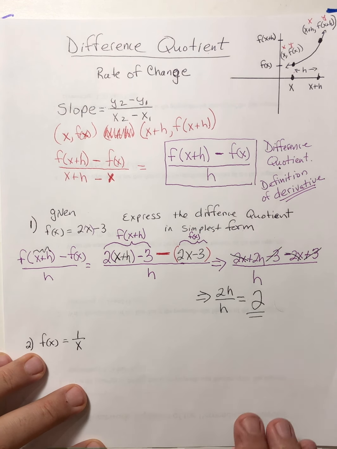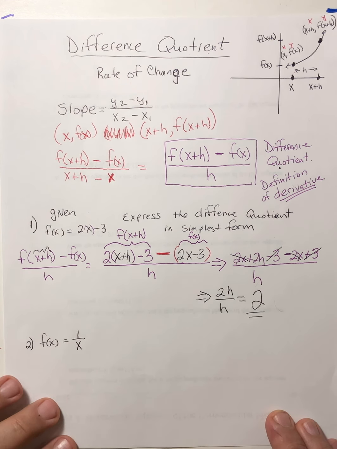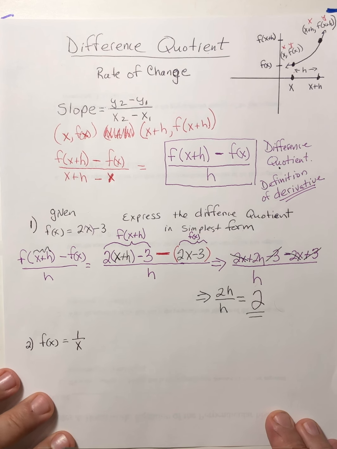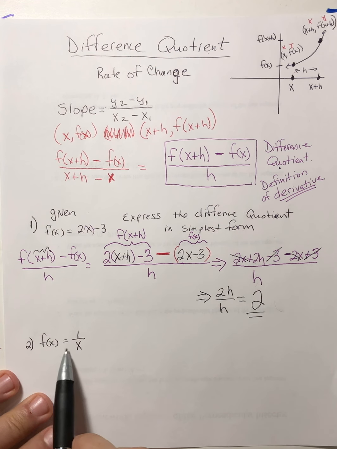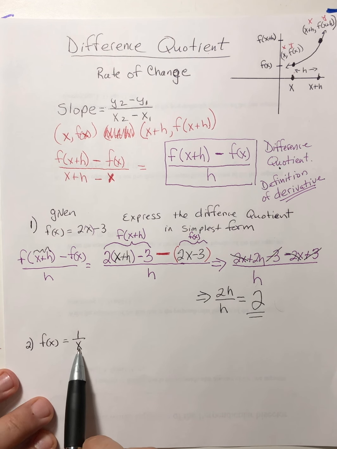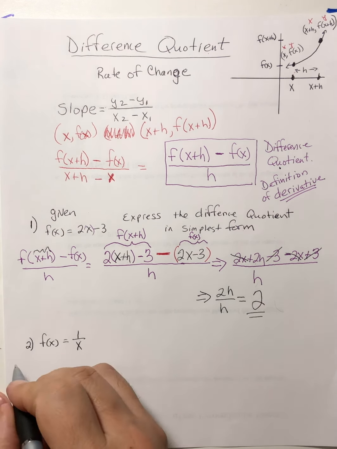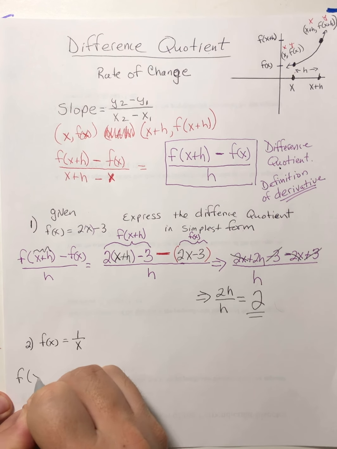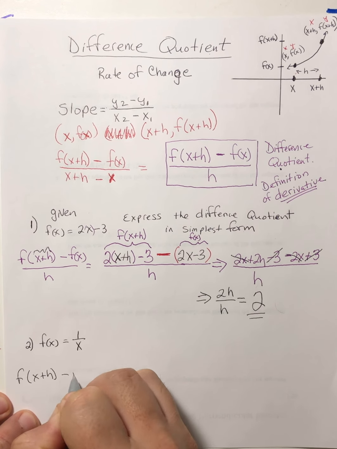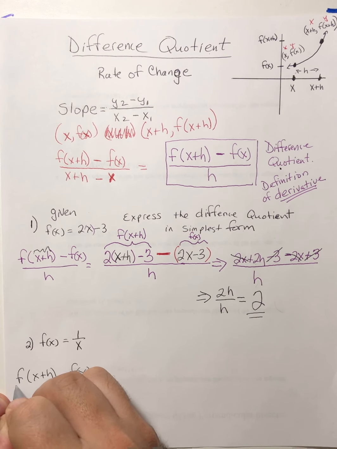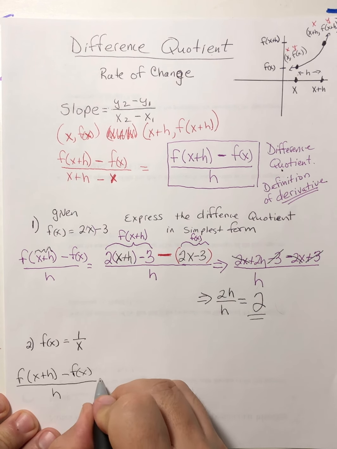All right. Now let's look at the next one. So now my equations get a little bit harder. f of x is equal to 1 over x. We start off the same way: f of x plus h minus f of x, all over h.